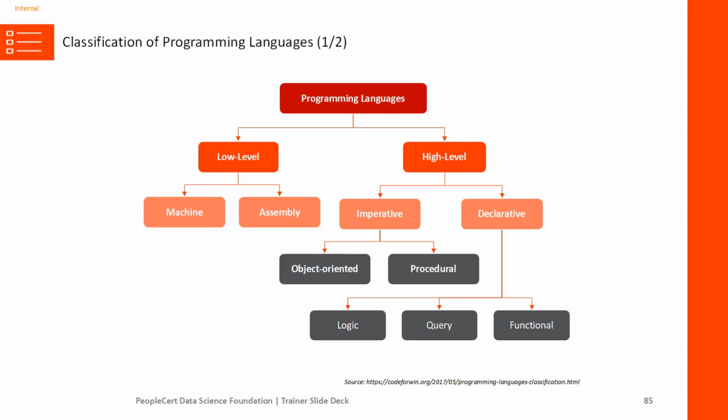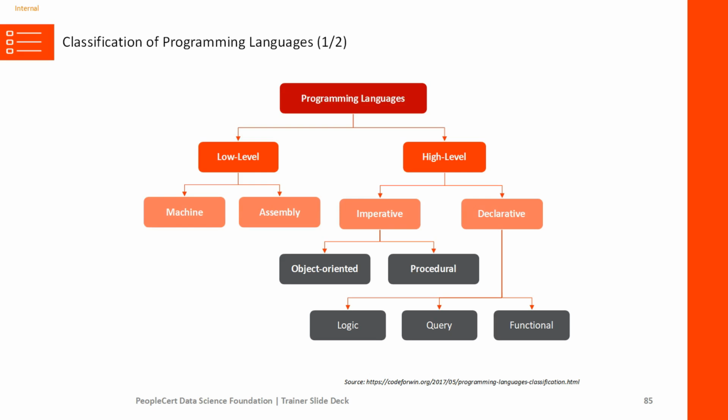So now let's talk about the classification of programming languages. If you see programming languages, they can be classified in two areas, and this is an important slide. It can be asked from the exam questions perspective as well. The programming languages can be of two types: low-level programming language and high-level programming language. In the low-level programming language, you have two more categories, which are machine language and assembly language.